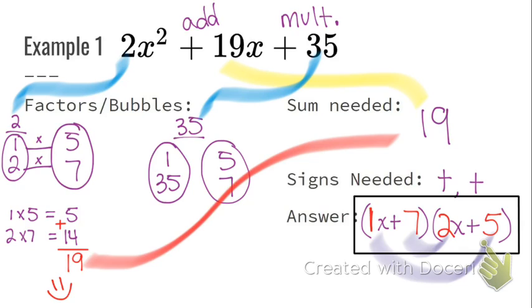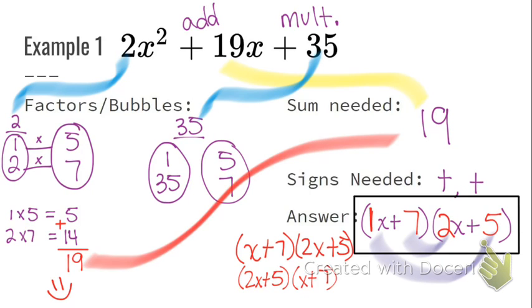A lot of the times you will see it written as just x plus 7 times 2x plus 5. You won't necessarily see the 1 in front of the x. Also, you can flip these around. 2x plus 5 times x plus 7. Those are all the same answer. Or this one, or this one.